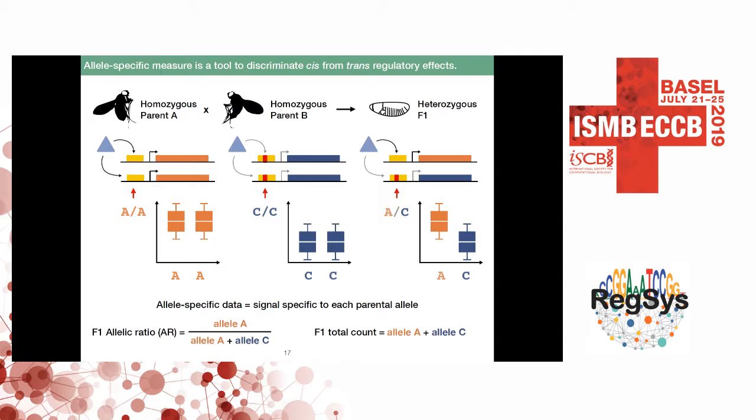So we have this allele-specific data, and we can compute two different measures. We have the allelic ratio, which computes the proportion of signal coming from one parent compared to the other. And we have a total count signal, obtained by summing up the signal coming from both alleles, as if you had non-allele-specific data.